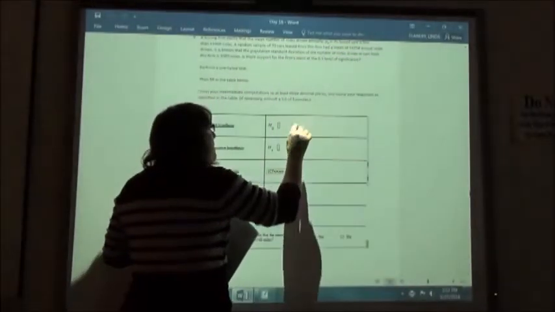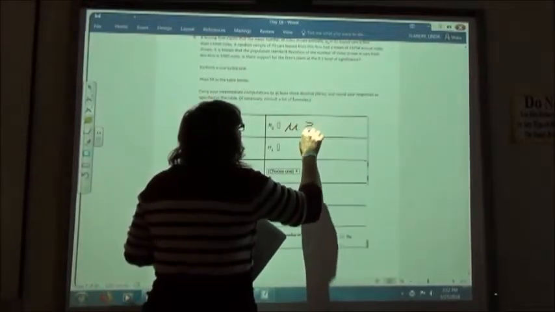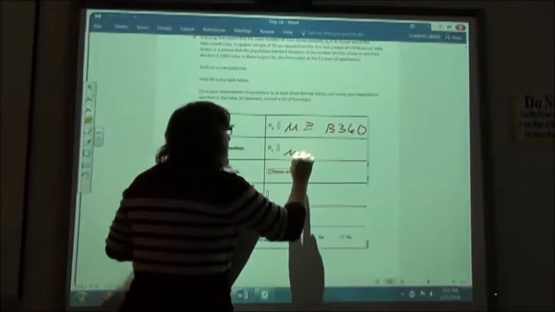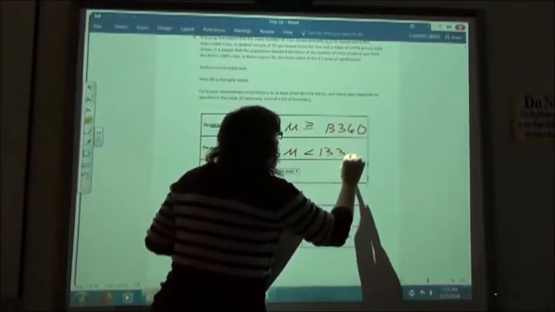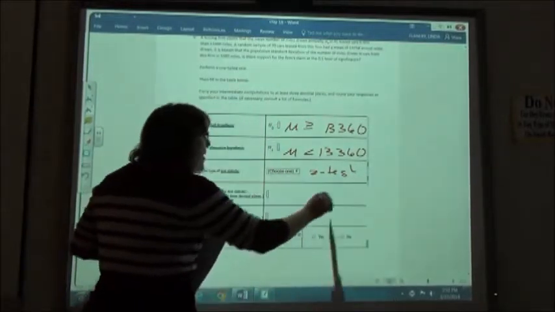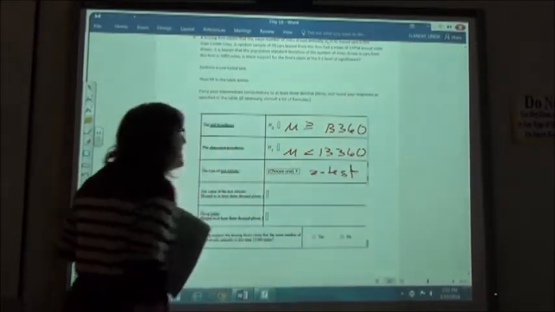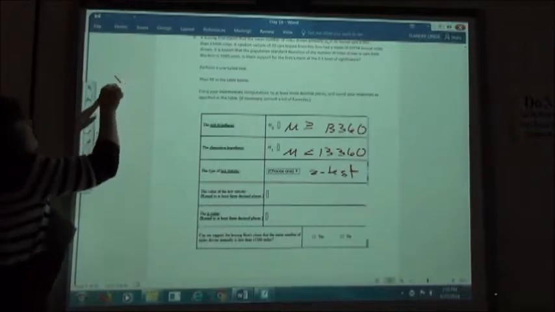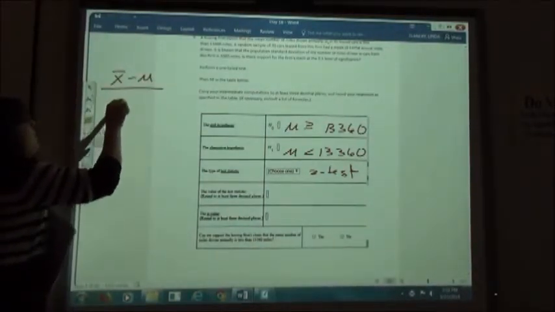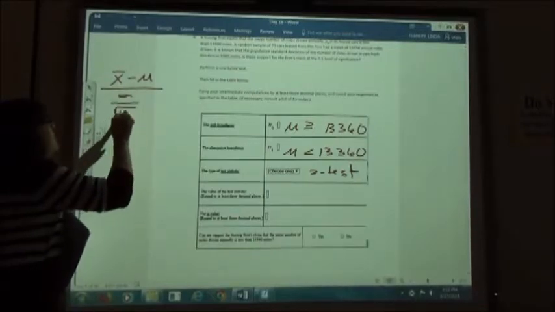We said here the mean was greater than or equal to 1,360. The mean is less than 1,360 here. We're doing the z-test. And now we're finding the value of our test statistic by taking the sample mean minus the given mean over the standard deviation and the square root of n.